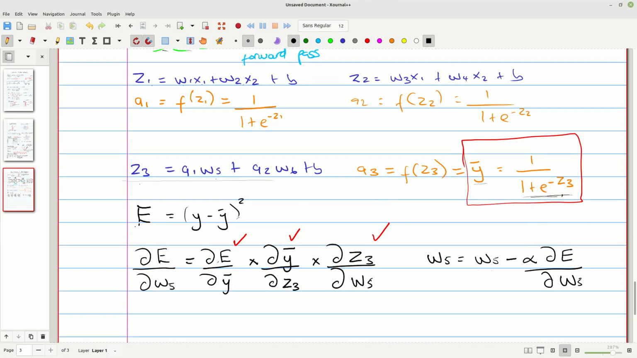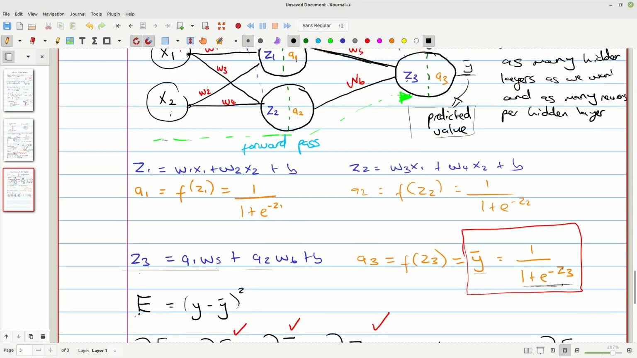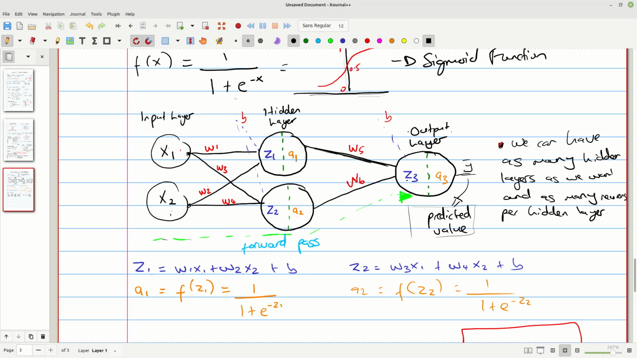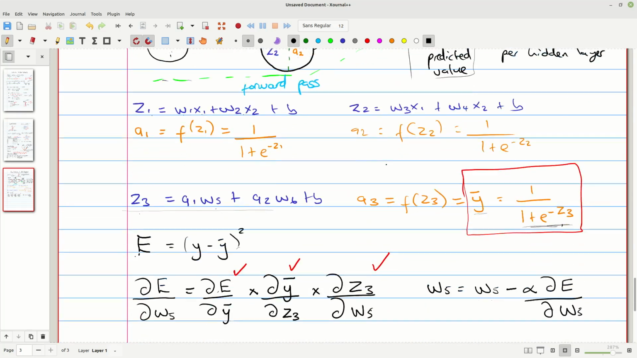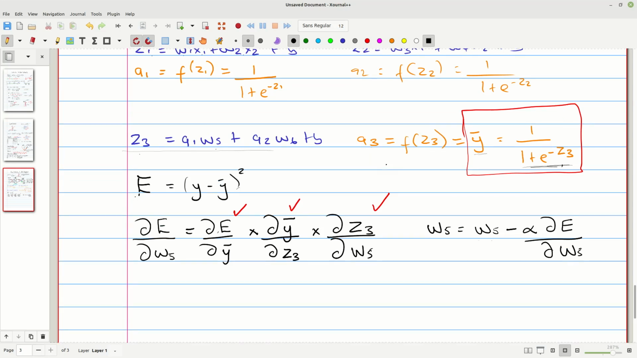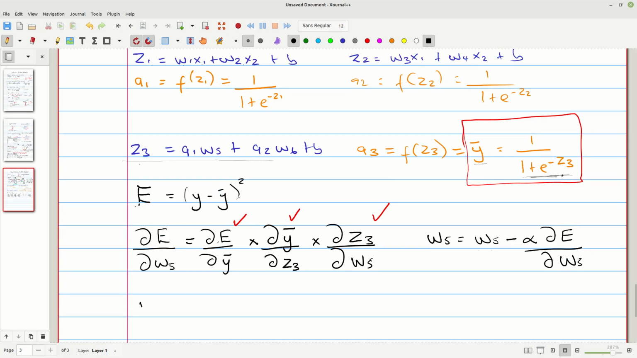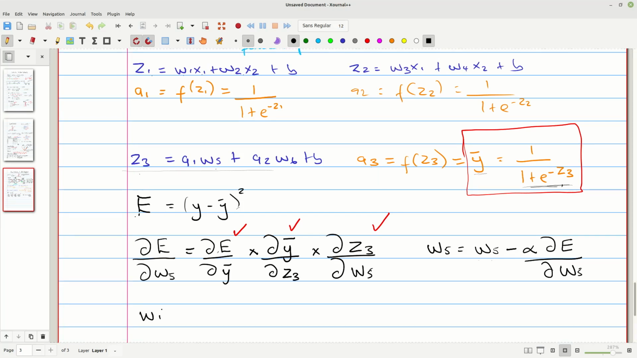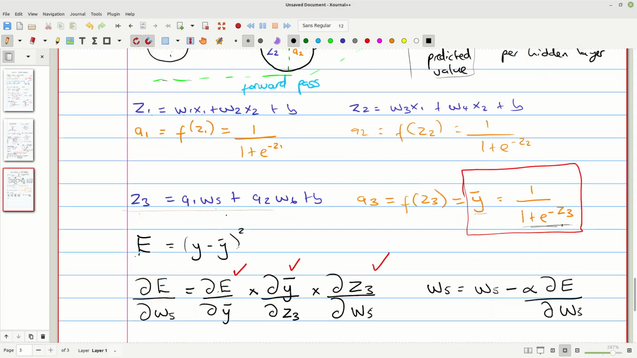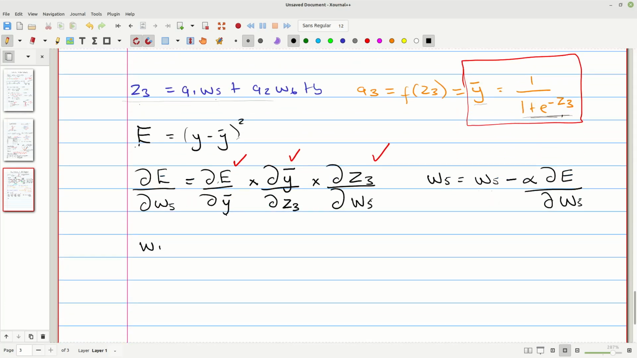So again, we are propagating the errors back. This is why this algorithm is known as backpropagation, because we're propagating the errors back. So let's go to how we would update w1, right? Because this one might seem a bit more complicated, but it's not.